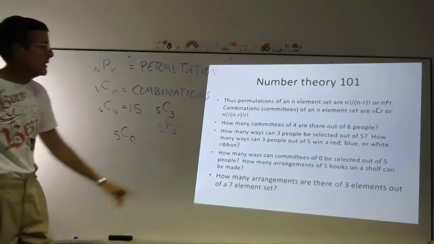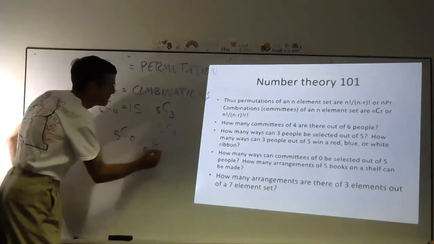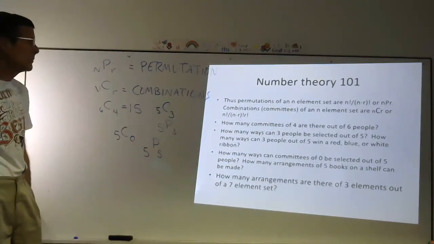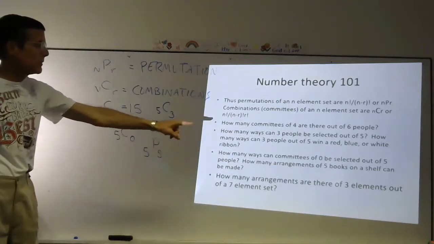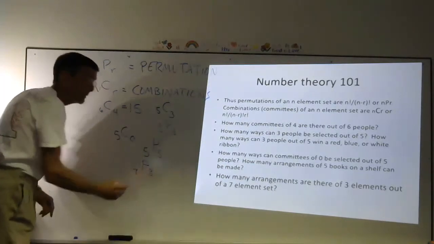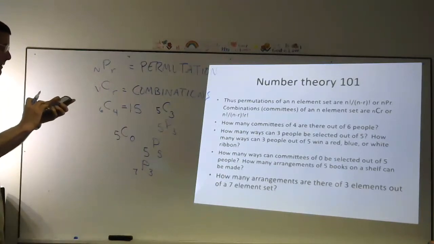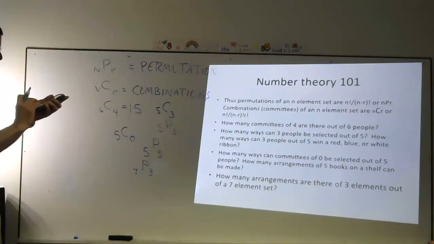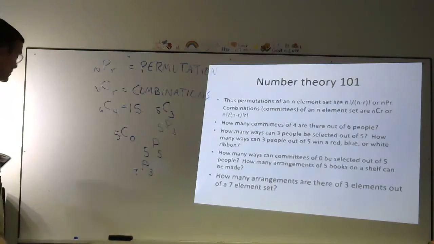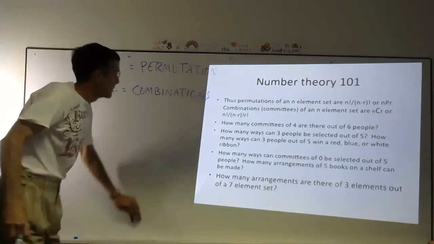You should get 1. How many arrangements of 5 books on a shelf? That is a 5P5, which we already did, and I think we said that was 120. How many arrangements are there of 3 elements out of 7? That is a 7P3, because it's arrangements. Grind it out. A 7P3 is 210 different arrangements of 3 out of 7. Okay?